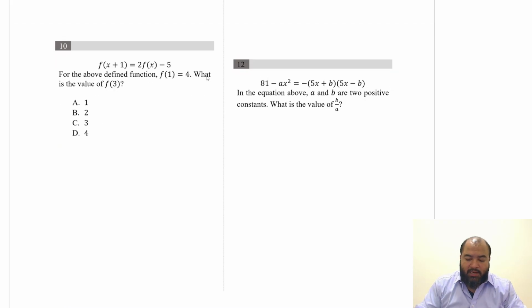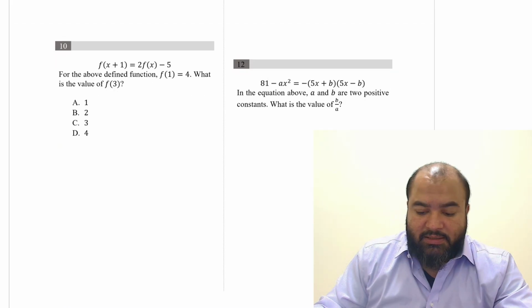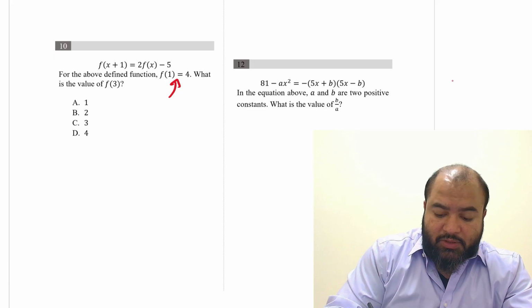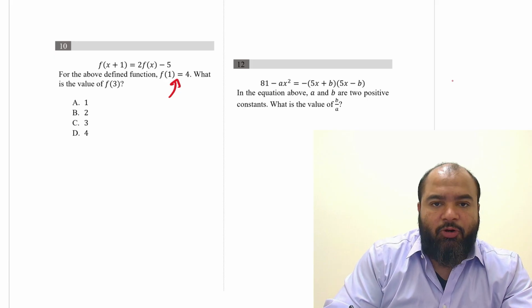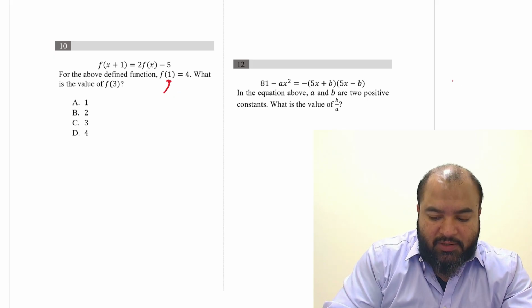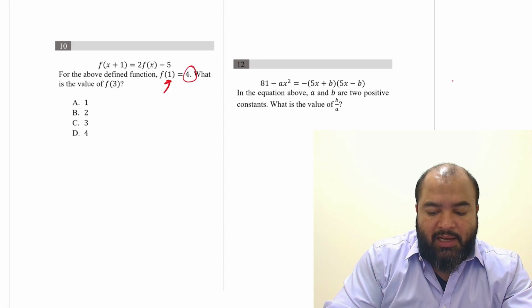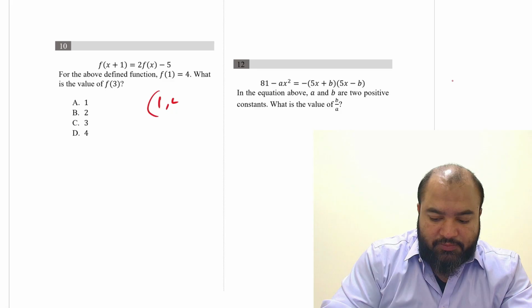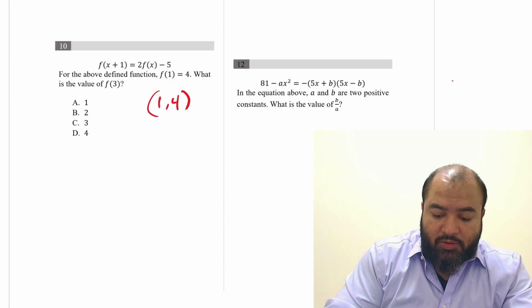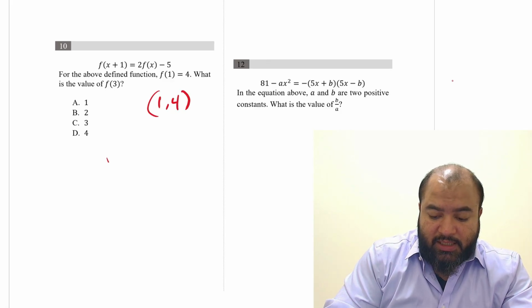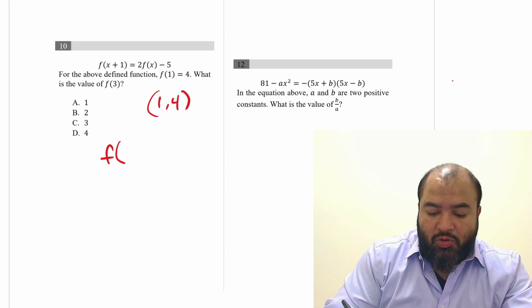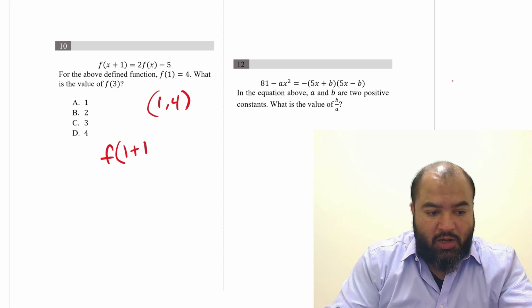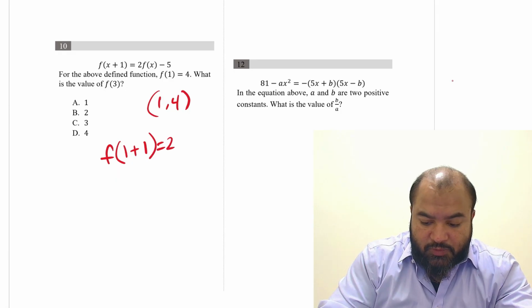For question 10, there is a point given. So f of 1 is equal to 4. Remember, the value inside the parentheses is x, and the outcome is y. So it's the point (1, 4). Okay, so I'm going to plug that in. So in f of x, instead of x, I'm going to plug in 1. When x is 1, plus 1 equals 2 times f of 1 minus 5.